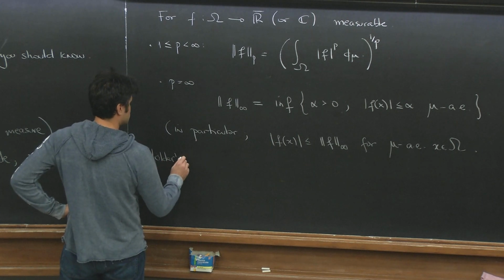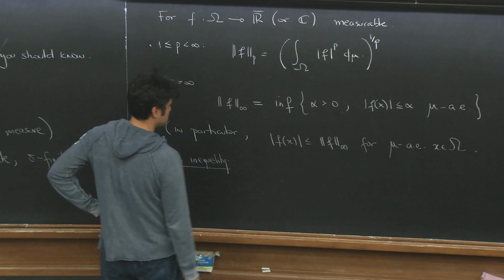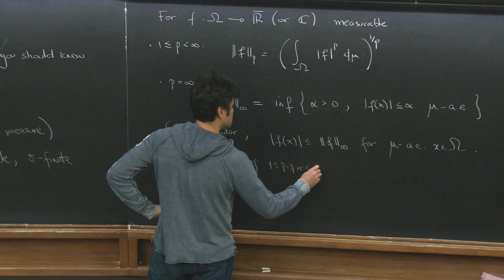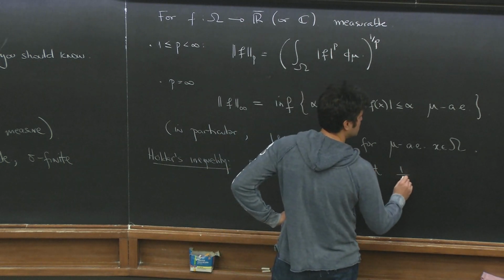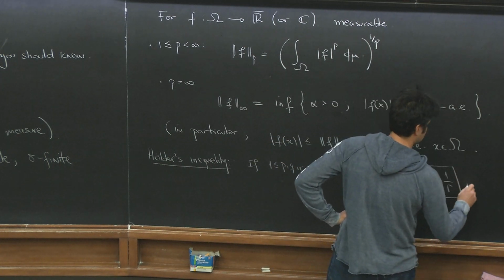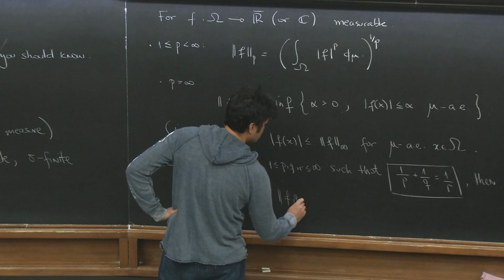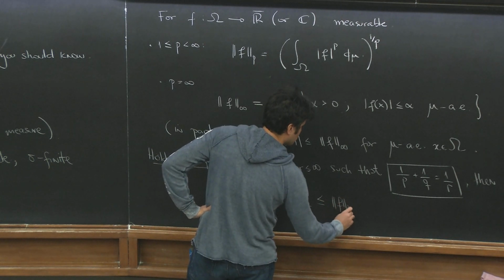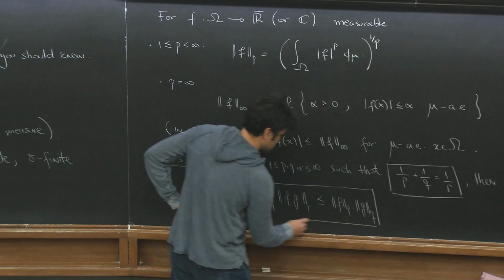We proved what was called Holder's inequality, which was the following. If you give me exponents p, q, r between 1 and infinity such that 1 over p plus 1 over q is equal to 1 over r, then if you take two functions f, g and take the product, the LR norm of fg is less than or equal to the LP norm of f times the LQ norm of g.